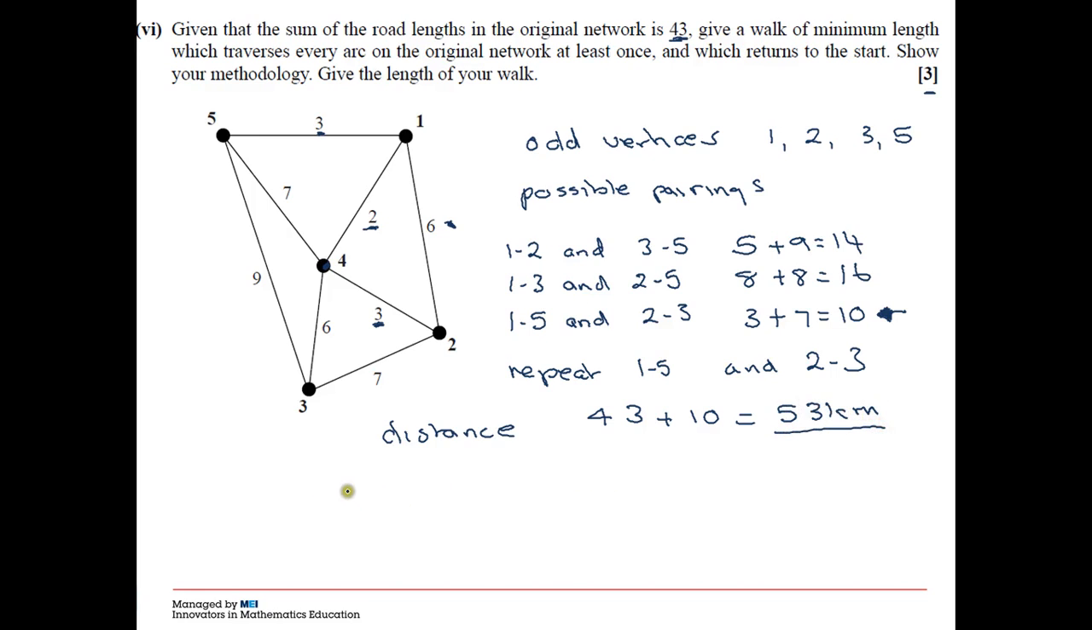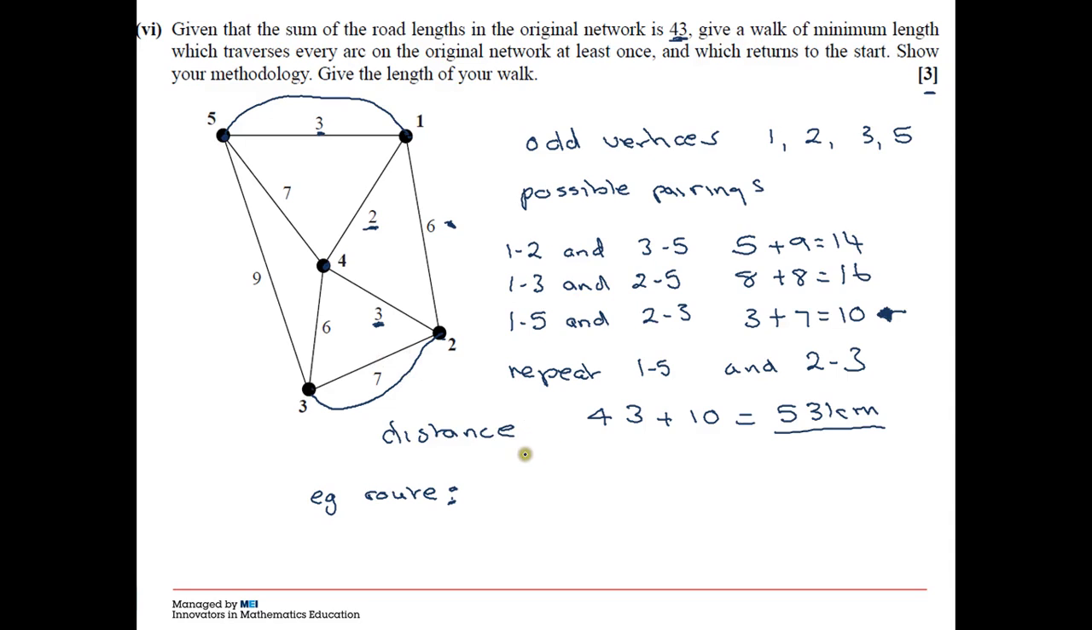And we ought to give an example of a route. Obviously there are many different routes you could take. This isn't a unique solution by any means, but what happens is if we repeat 2 to 3 and 1 to 5, if you draw those on, it's very easy to find one, because what you've done now is you've made all the vertices even, and once they're all even, it becomes an Eulerian network, and therefore it's possible to find an Eulerian cycle.